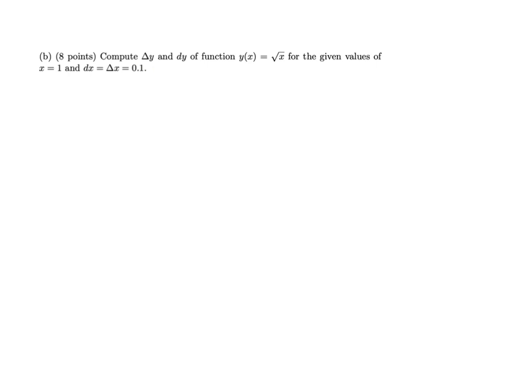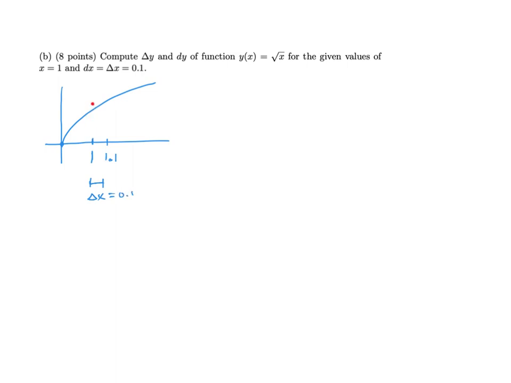To help visualize what I'm looking for, I'm going to draw a very basic sketch of the square root of x. So I'll put that here. So the square root of x is a function that looks like this. And we're saying we're starting at x is equal to 1, and we're going a distance away from this of 0.1. So that means here we're at 1.1. And the distance from here to here is what we call delta x, which is 0.1.